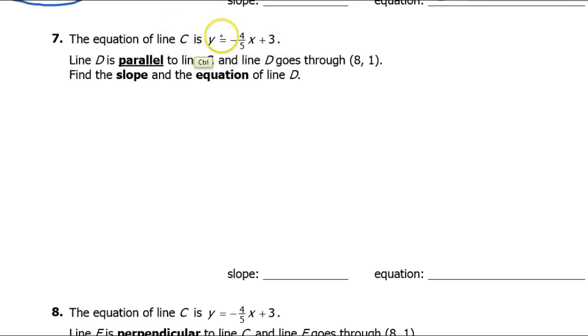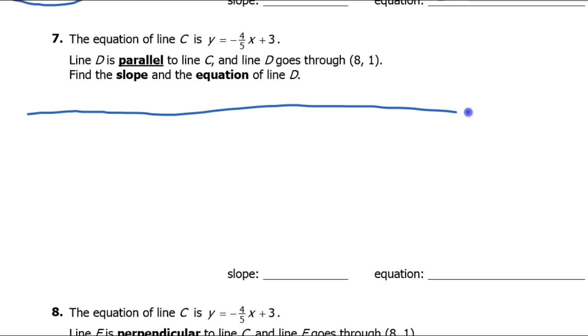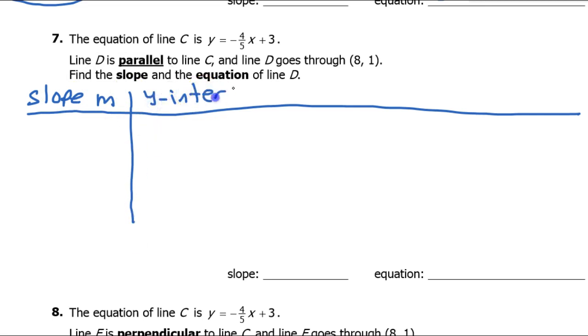But we're not writing the equation for line C. We need the equation of line D. Okay? Line D is parallel to line C. So really, I'm going to make another chart. All right? I do slope M, y-intercept B, and then I write the equation.